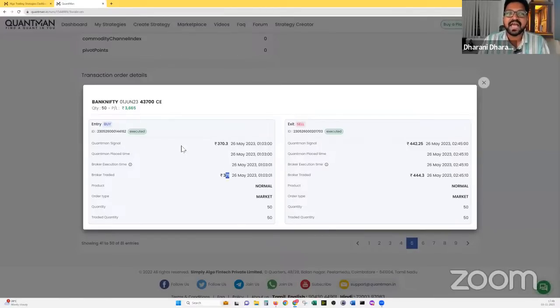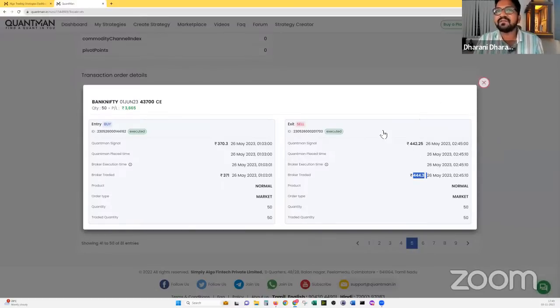On the other hand, I have bought it, so now I need to sell it. On my exit trade, I want to exit at the level of 442. But what happened? My broker in my FYERS account placed the order at 444.3. Now is this a positive or a negative slippage on the exit side? It's a positive slippage. Sometimes we have positive, sometimes we have negative.